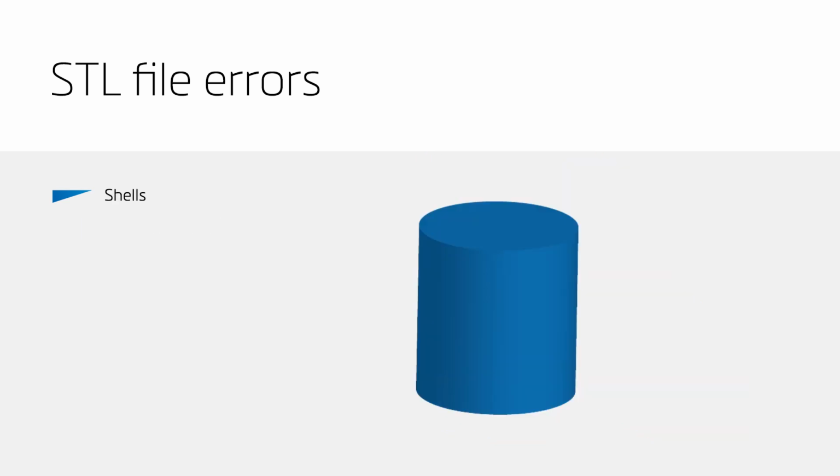A third type of error is linked to the shells. A shell is a cloud of uninterrupted triangles. Normally, one part consists of one shell. However, it is possible that your design has several shells. This can be due to noise shells and intersecting shells. Noise shells have an extremely low number of triangles, or have very small volumes. Noise shells often need to be removed, as they can cause problems during the slicing or printing process of your 3D printer.